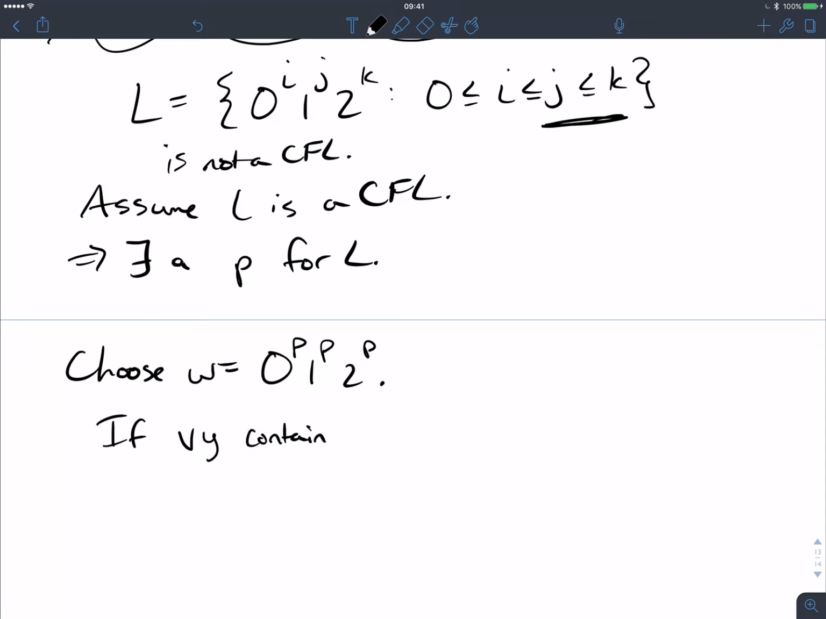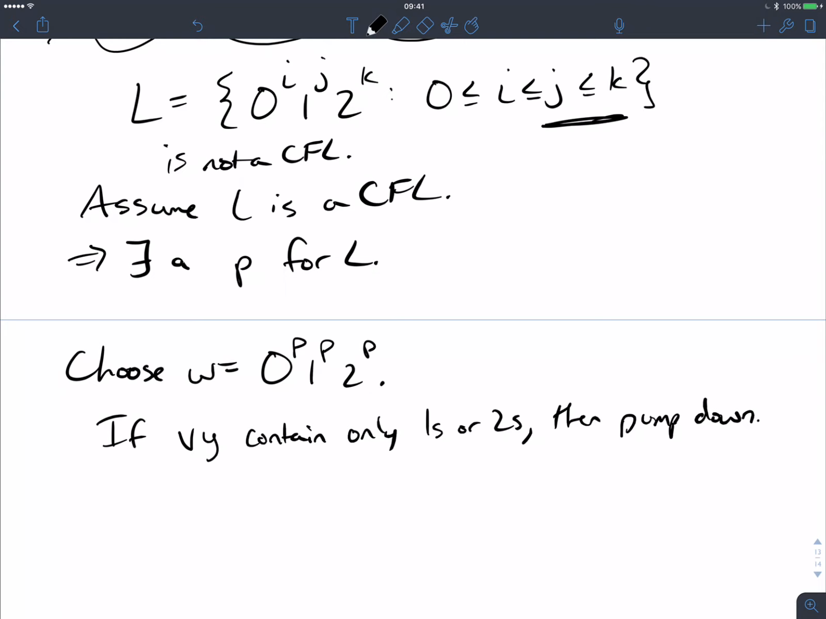If V and Y contain only ones or twos, then pump down. And why is that true? Because J and K, one of them is going to go down, and so therefore I'll violate either the I less than J condition, or the J less than K condition, or the I less than K condition. And therefore I'll get out.